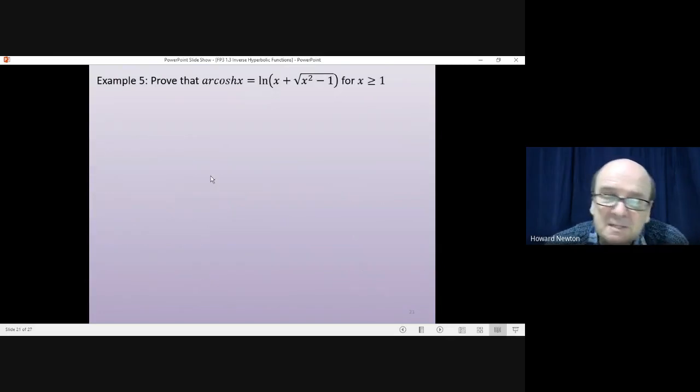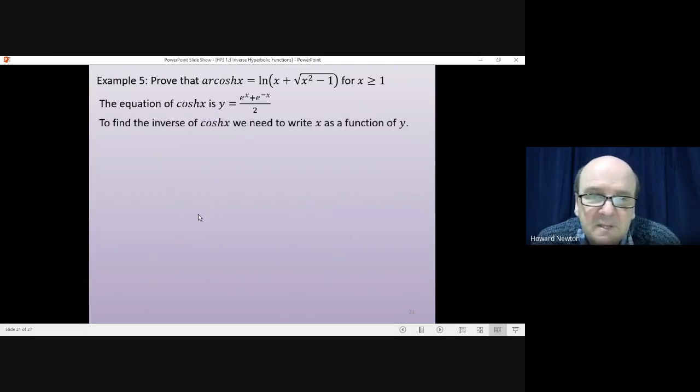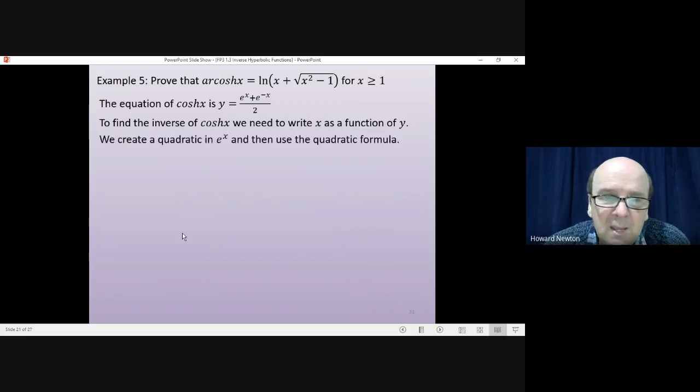Okay, example 5 is doing exactly the same thing for our cosh x. So that's the equation for cosh x, e to the x plus e to the minus x over 2. That's how it's defined. To find the inverse function, we need to write x as a function of y. Once again, we'll create a quadratic in e to the x and then use the quadratic formula. So it's very, very similar to the last example. There is an issue at the end to do with the pluses and minuses once we've used the quadratic formula, but we'll worry about that when we get there. So have a go yourself. Pause the video, see if you can work your way through this one, and then come back to me when you're ready.